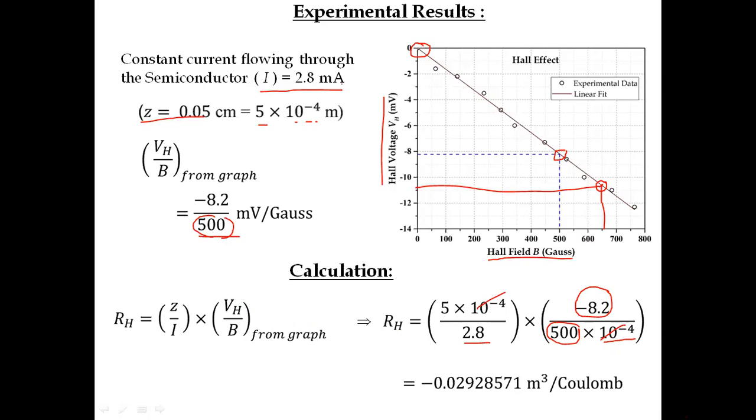It's up to you which point you choose, but our suggestion is to choose a point on the higher side of the line. This is how you get the Hall coefficient, and you can see you do get a minus sign over here, which implies what sir was telling you, that your semiconductor is an n-type semiconductor.